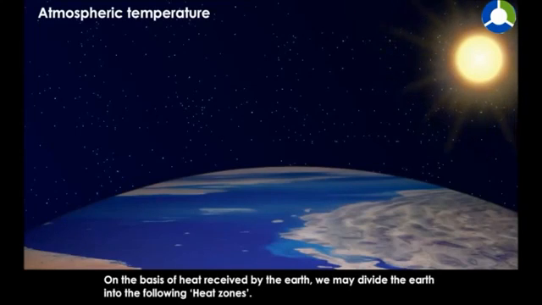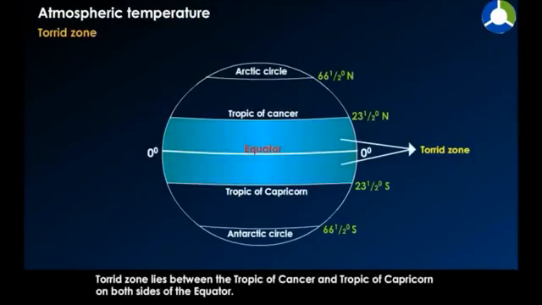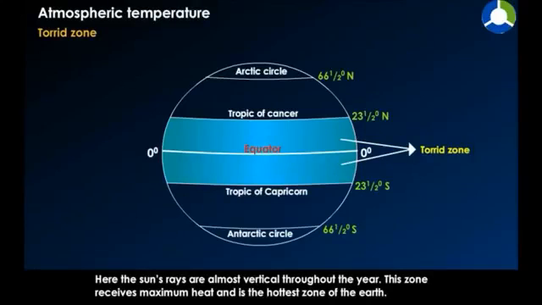On the basis of heat received by the Earth, we may divide the Earth into the following heat zones: torrid zone, temperate zone, frigid zone. Torrid zone. The torrid zone lies between the Tropic of Cancer and Tropic of Capricorn on both sides of the equator. Here, the sun's rays are almost vertical throughout the year. This zone receives maximum heat and is the hottest zone of the Earth.